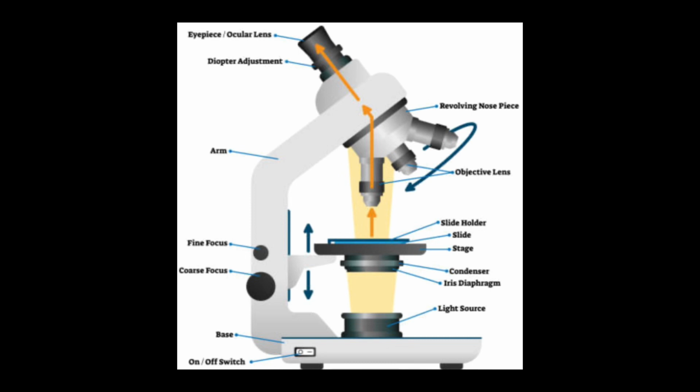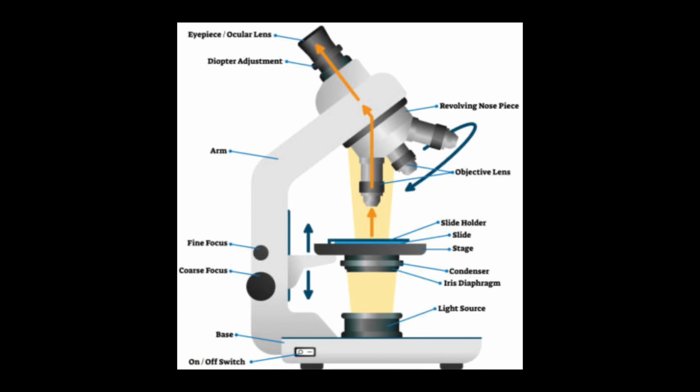Then below the stage, there is the condenser lens. As we have said earlier, it will focus the light onto the specimen. Just below the condenser lens is the diaphragm. The diaphragm's function is to control the amount of light, or diameter of light, that will pass through the condenser. And below the objective lens, you can see the stage.